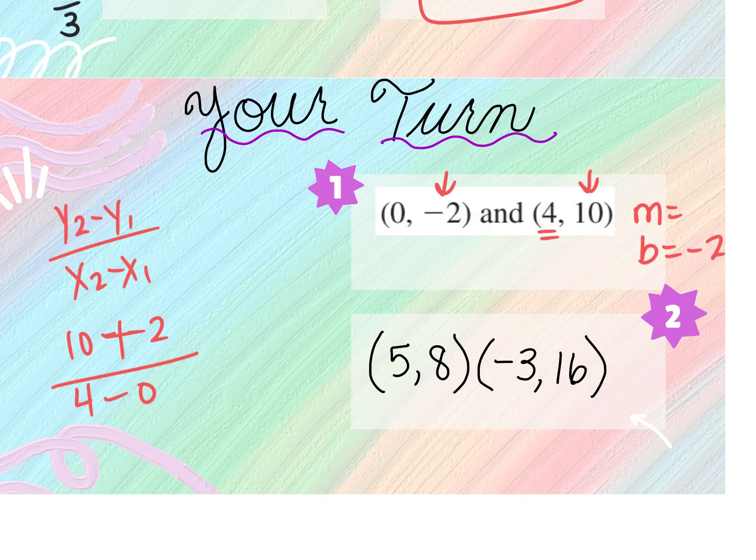10 plus 2 is going to give me 12. 4 minus 0 is going to give me 4. And 12 divided by 4 is? So my slope is 3. So my final equation here is y equals 3x minus 2, correct? This is where it gets challenging. We're going to do number 2 together.